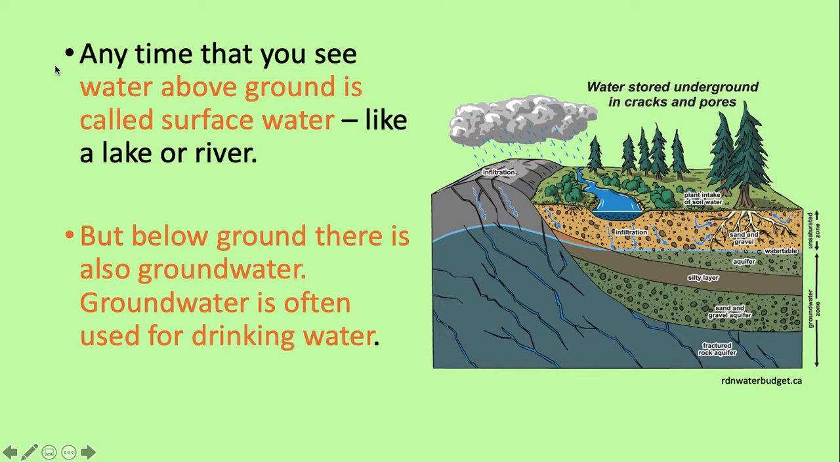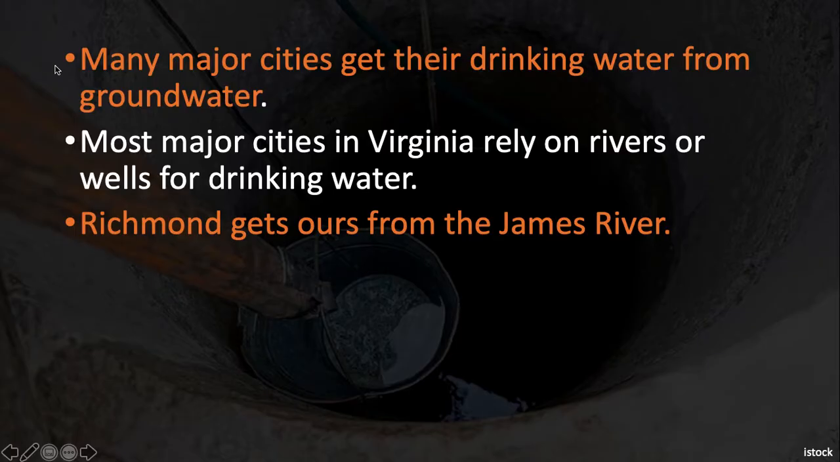Okay, so here's where we start writing. Anytime that you see water above ground, it's called surface water, like a lake or a river, the water that you see. But below ground, there is also always groundwater. Groundwater is often used for drinking water. Many major cities get their drinking water from groundwater.